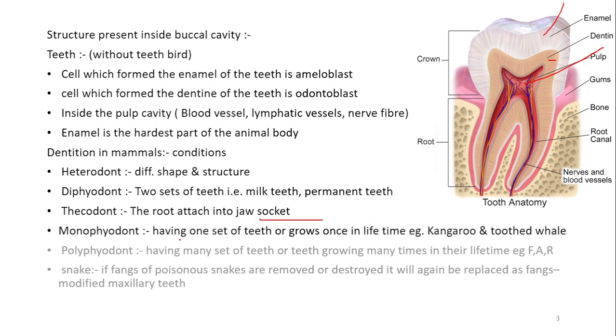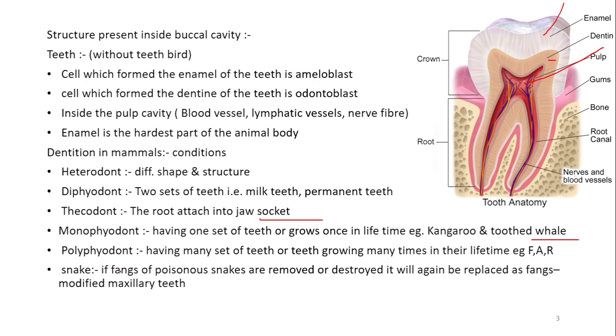Monophyodont: having one set of teeth, or teeth growing once in a lifetime, found in the kangaroo and the toothed whale. Polyphyodont: having many sets of teeth, or teeth growing many times in a lifetime, for example fish, amphibians and reptiles. Snakes: the fang of snakes is a modified maxillary tooth.